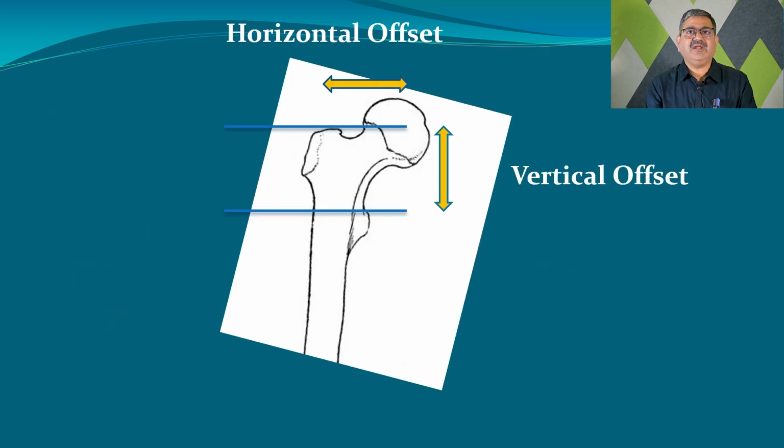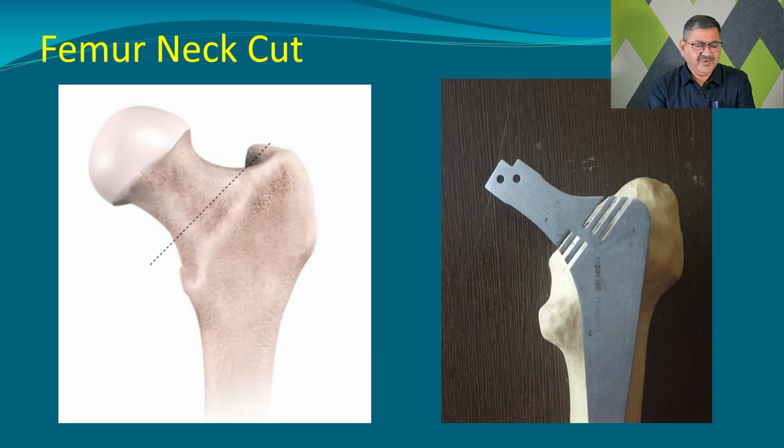So what is horizontal and vertical offset? The figure is self-explanatory. It will show the horizontal and vertical offset. Everybody knows it: the femoral neck cut should be good. Some systems give a template for the neck cut, but usually around 1 centimeter from the lesser tuberosity is the ideal neck cut.